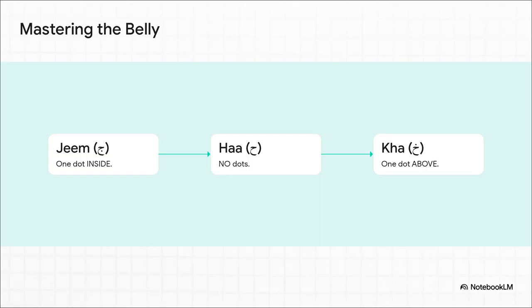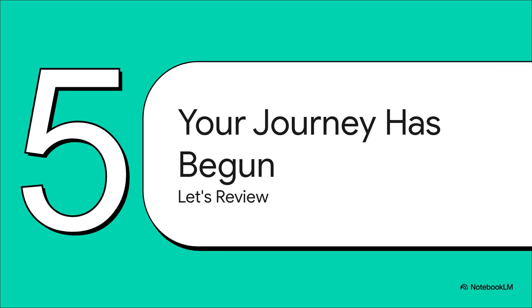So let's review that system one more time. 1 dot inside the belly, that's Jeem. No dots at all, that's ha. And 1 dot above, that's kha. It really is that simple. So think about what you just did. By learning just 2 basic shapes, the little dish and the big belly, plus this dot system, you've already learned 6 letters. That's incredible. So let's just take a breath for a second and appreciate what you've just done.